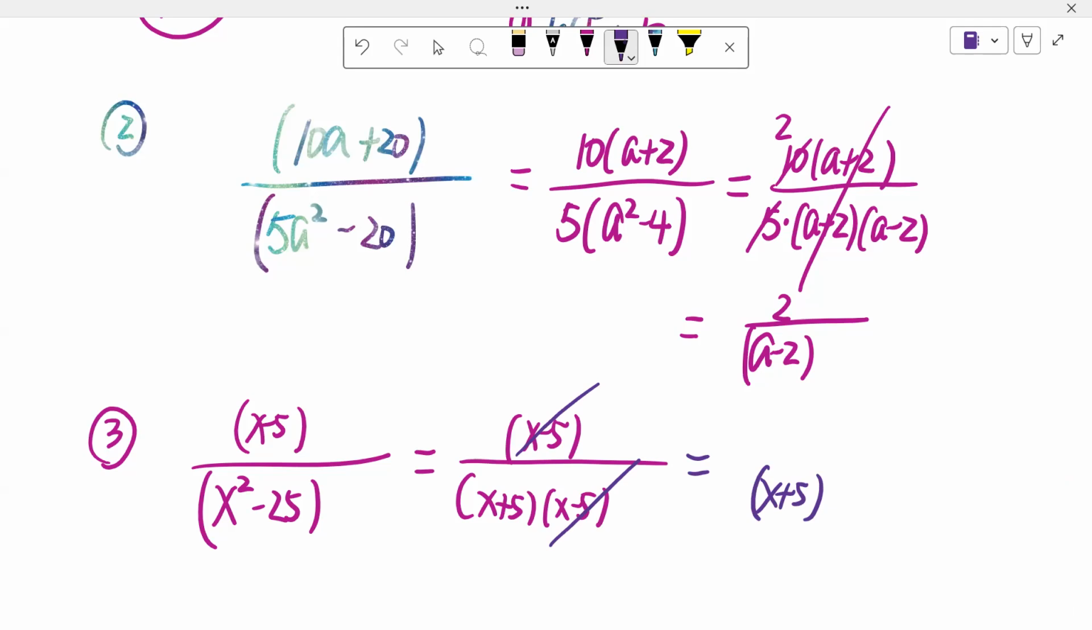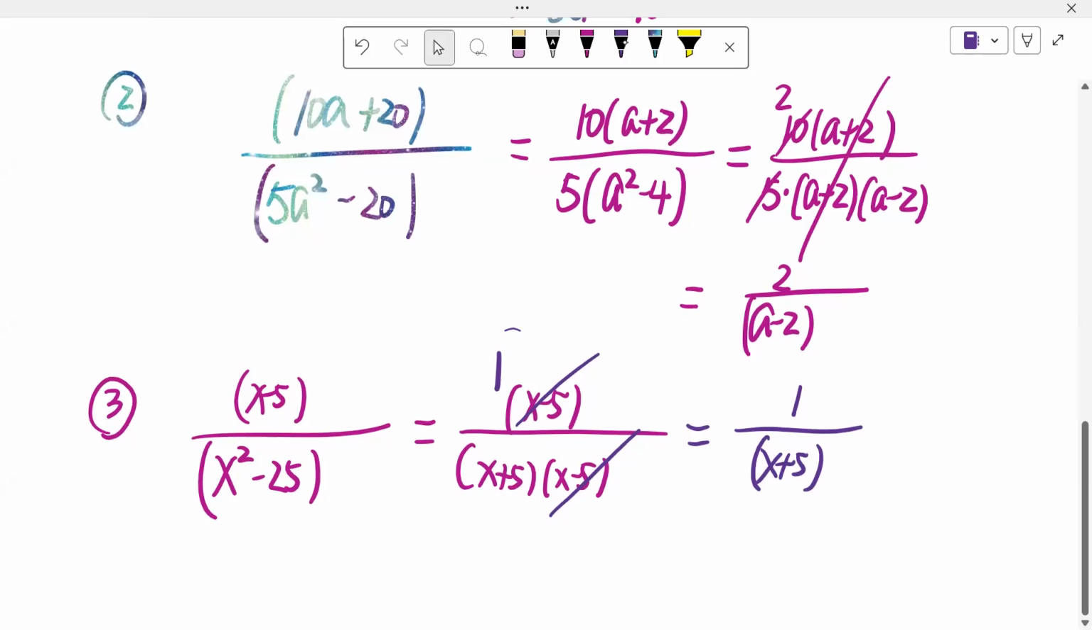The answer will be 1 over this, right? Because when you cancel the common factor, there's an invisible 1. So this is a very common mistake. A lot of students make mistakes here. So I just want to point out to you, the answer should be 1 over x plus 5 here. Any question about this?